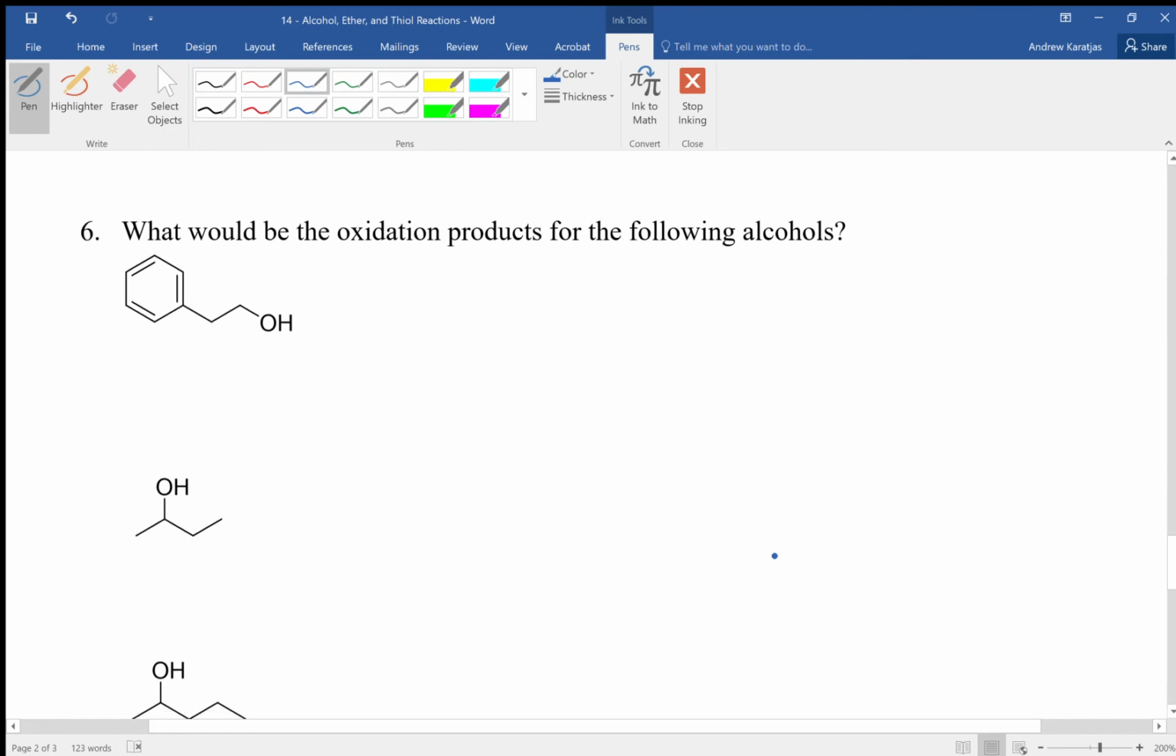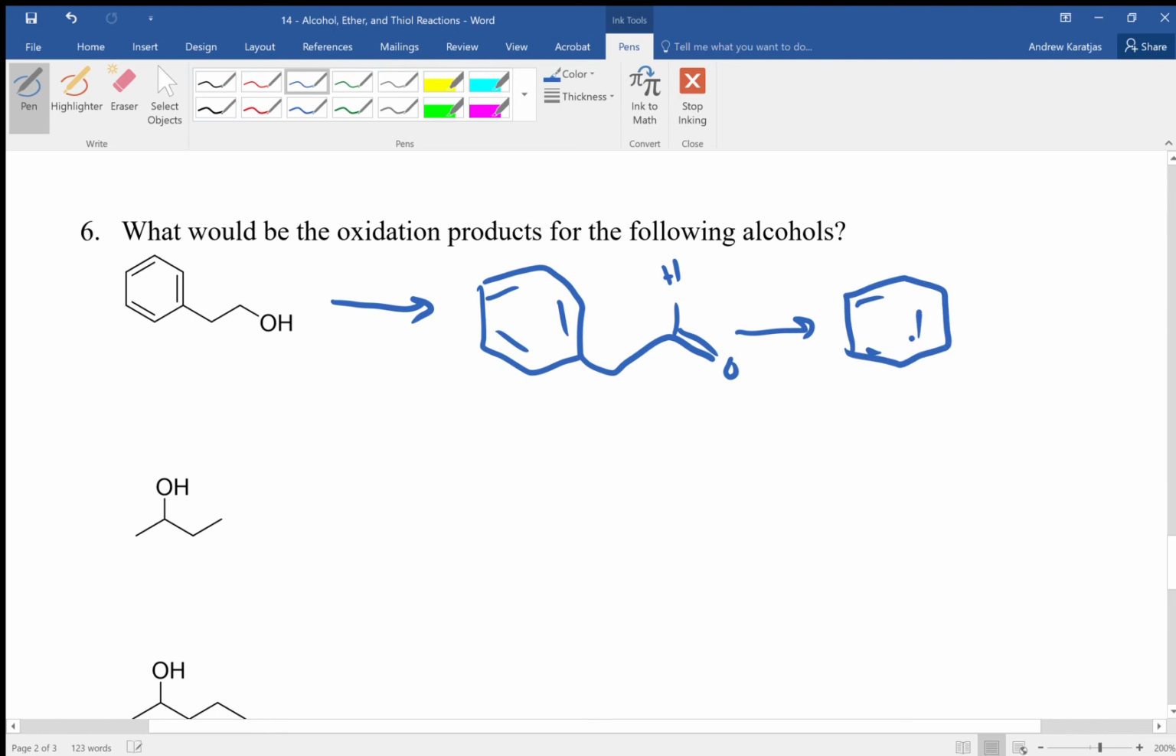Alright, question 6. What would happen if we oxidize the following alcohols? In other words, if we oxidize them, what's the product? Now this first one is primary, so it really depends on what reagent we could use, because it could turn into the aldehyde, or with a stronger oxidizer, it could convert to the carboxylic acid.